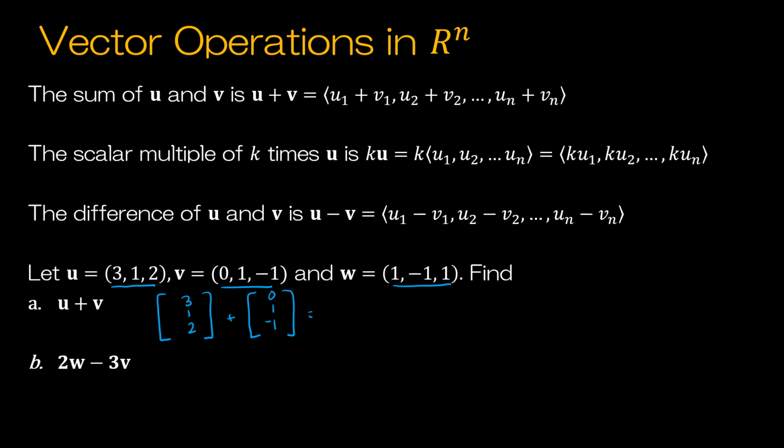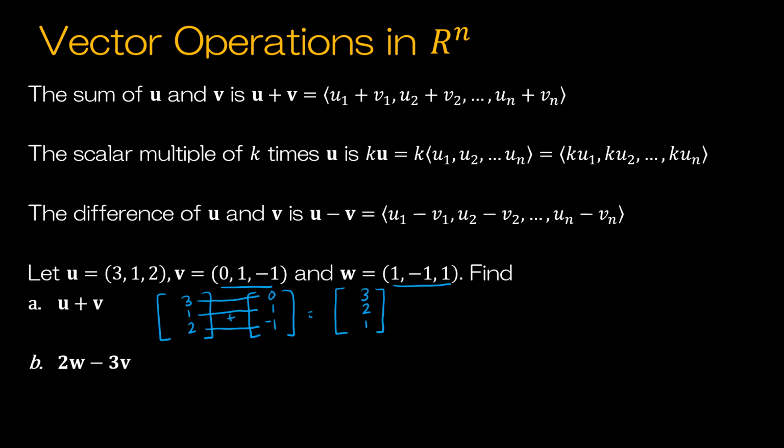If I'm adding, really I'm just adding the same position. So 3 plus 0 is 3, 1 plus 1 is 2, 2 plus negative 1 is 1. When I say component-wise, that is what I'm referring to: in the correct position. So 3 plus 0 is 3, 1 plus 1 is 2, 2 plus negative 1 is 1. Whichever way you think of it is fine.